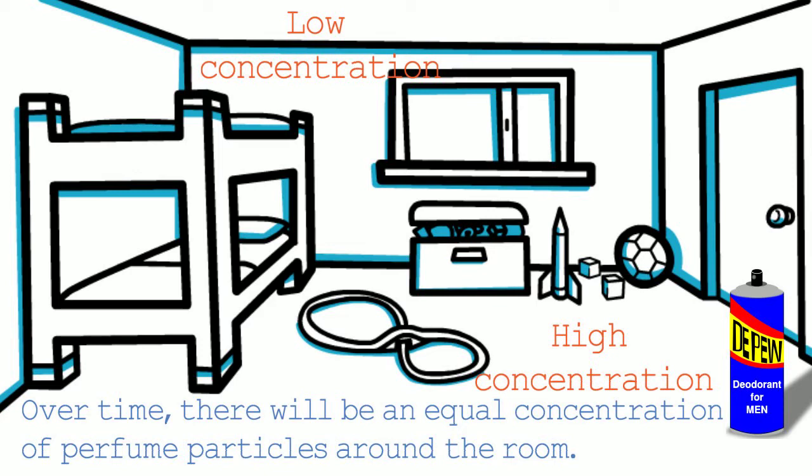Another example of diffusion is when we pour squash into a cup of water. As soon as we pour squash into a cup of water, there will be a high concentration of squash particles in the part of the water where we've just poured the squash into. There will be a low concentration of squash particles in the rest of the water. Over time, diffusion will occur, and the squash particles will move from a place where they are in a high concentration to a place where they are in a low concentration, and this will lead to an equal concentration of squash throughout the whole liquid.